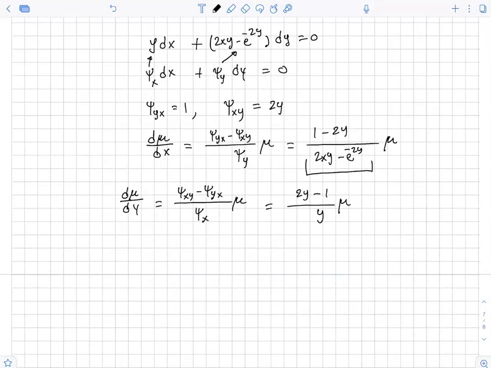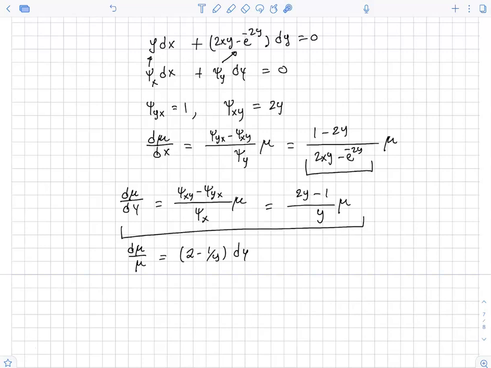What you can see here in this case is a separable differential equation. You can separate mu and y. So you can write d mu divided by mu equals, you divide by y, so 2 minus 1 by y dy.